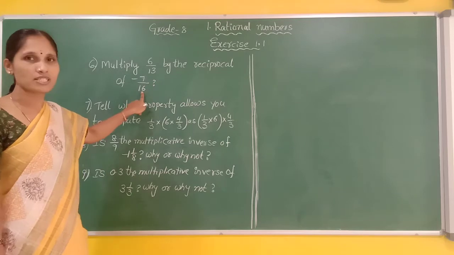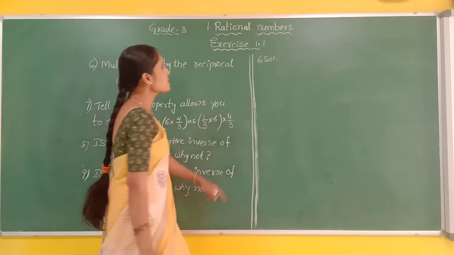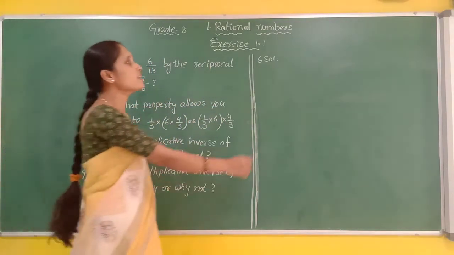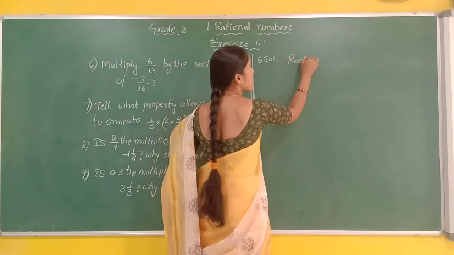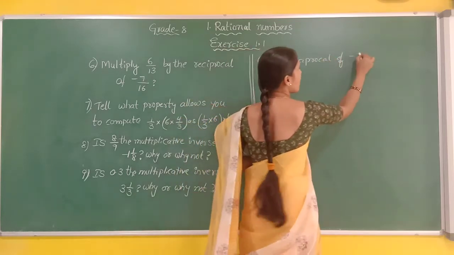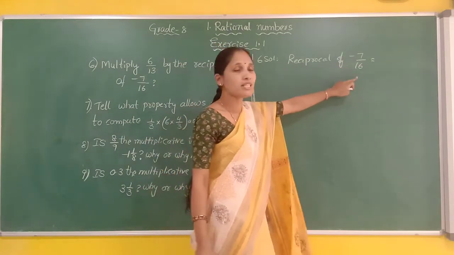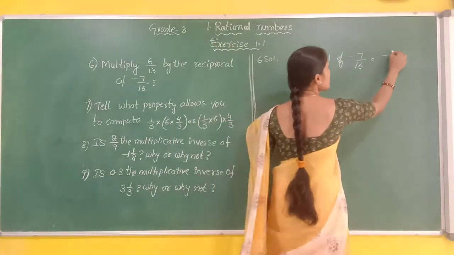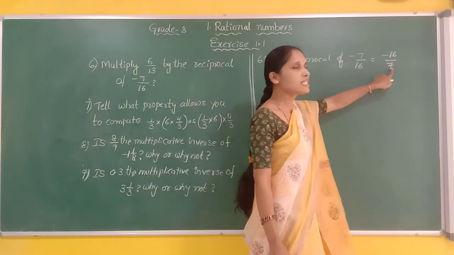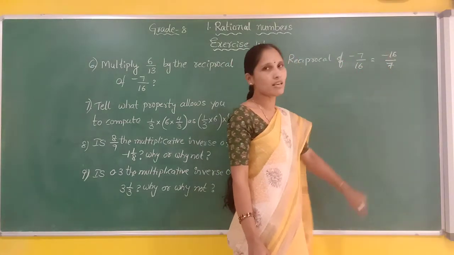What is the first step here in the sixth solution? First we write the reciprocal of minus 7 by 16. Tell me children, what is the reciprocal of minus 7 by 16? The reciprocal of minus 7 by 16 is minus 16 by 7. That is equal to 16 by minus 7 also.